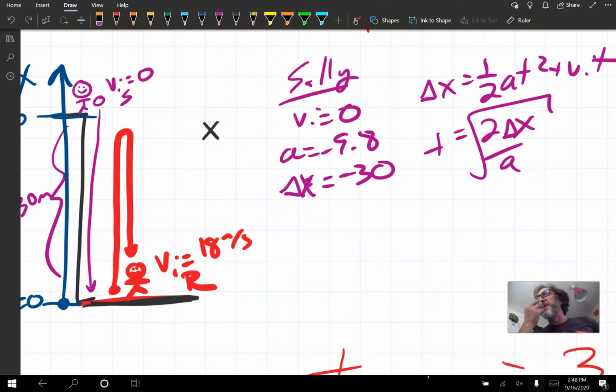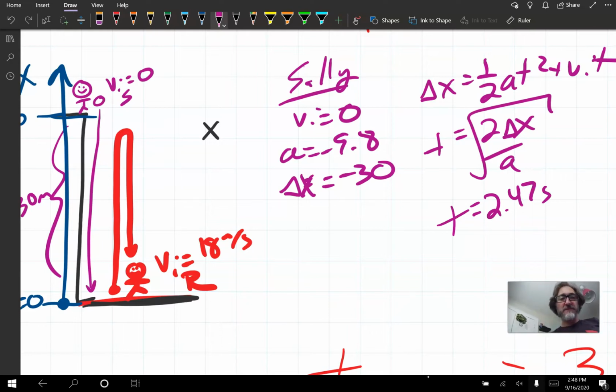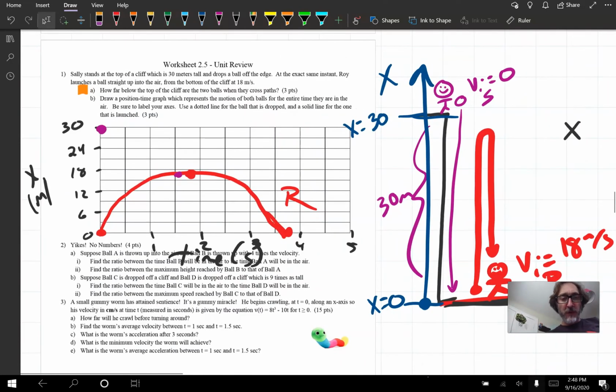Sorry, I'm kind of plowing through the algebra here. And it gives you 2.47 seconds. So 2.47 seconds is right about here-ish. So it looks like the graph is going to go something like that. All right? So there we go. That is the Sally at the top of the cliff problem.